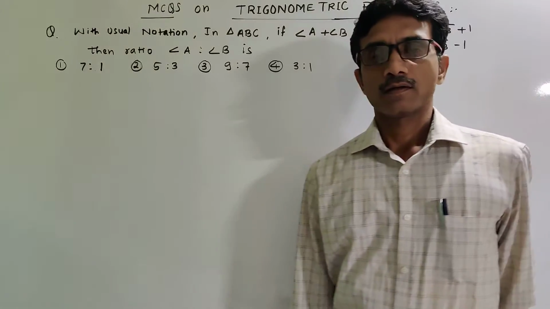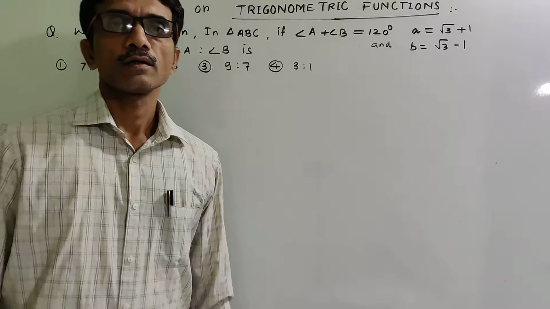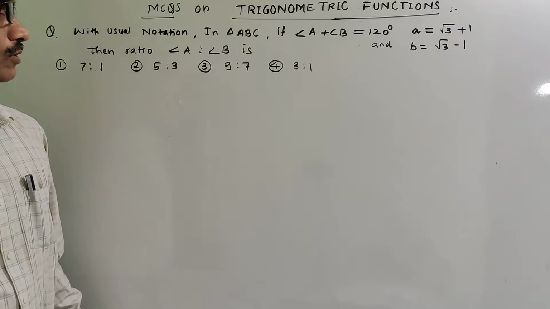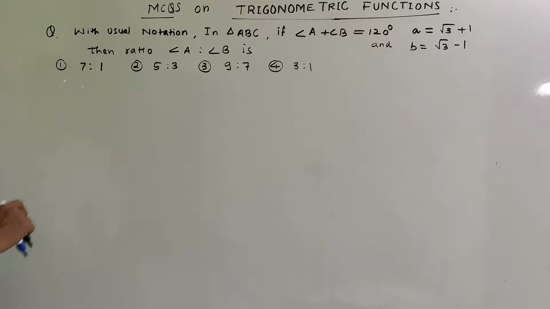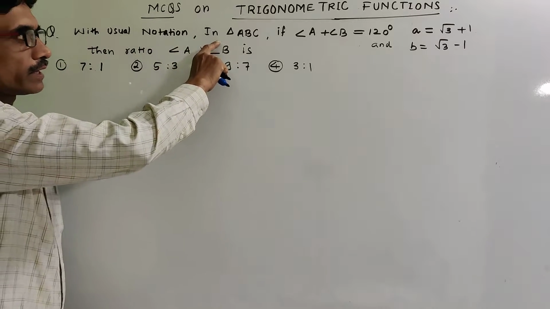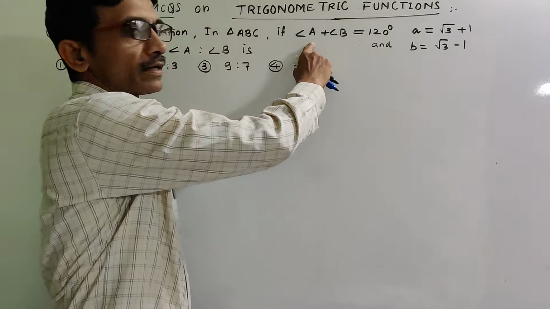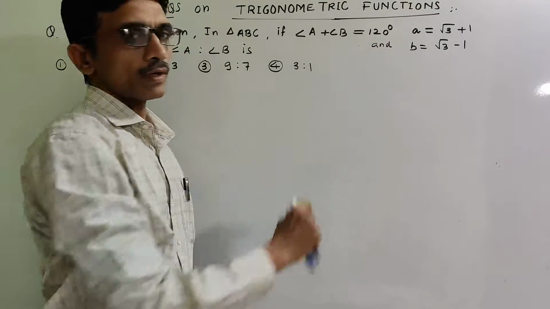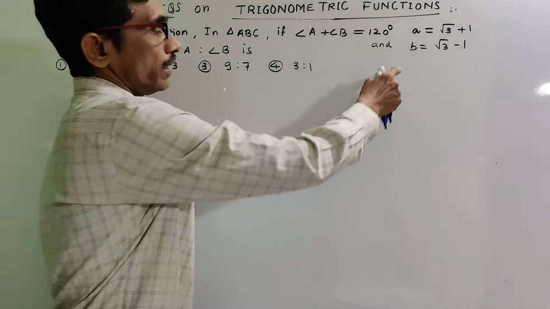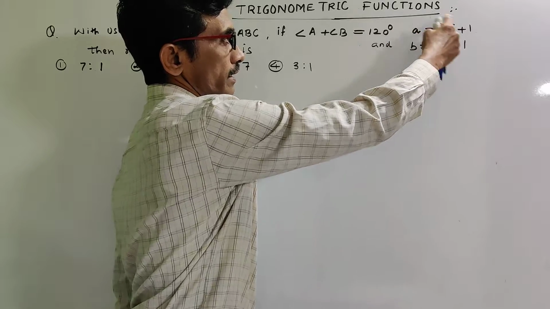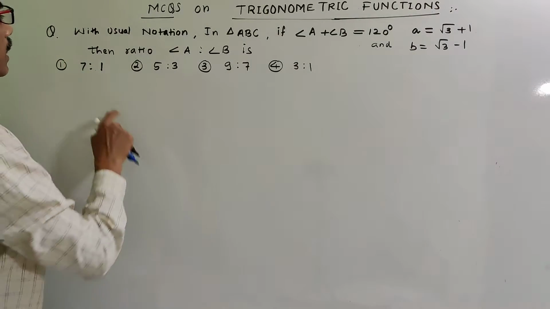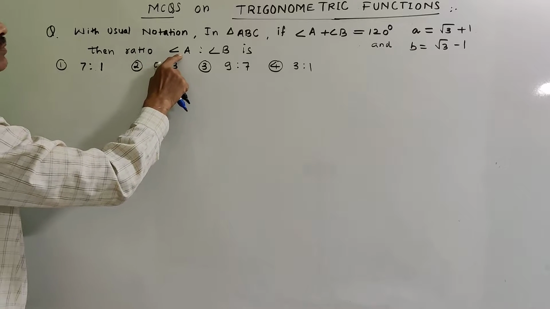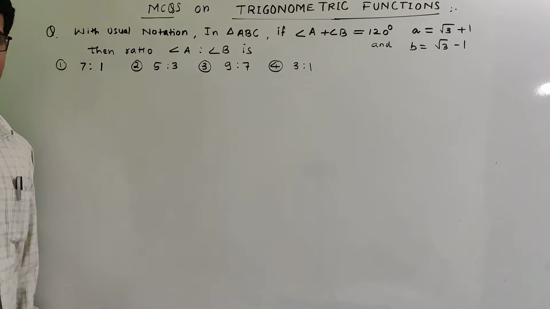Hello everyone. In this video we are going to solve multiple choice questions on trigonometric functions. These are selected questions with usual notation in triangle ABC. If angle A plus angle B is 120 degrees, A is given, B is given, these are the sides opposite to angle capital A and B, and we want to find the ratio of these two angles A and B.